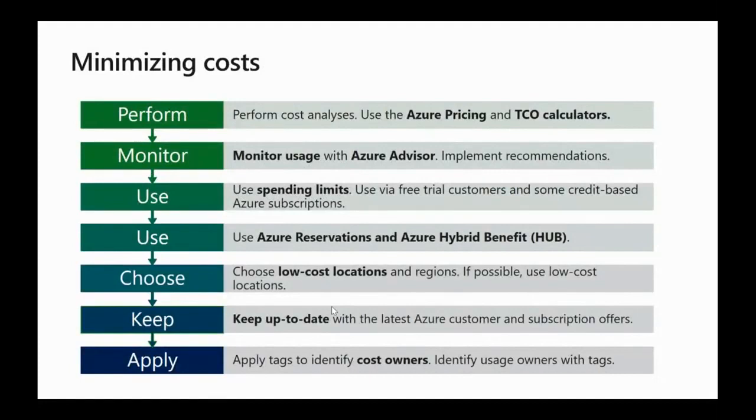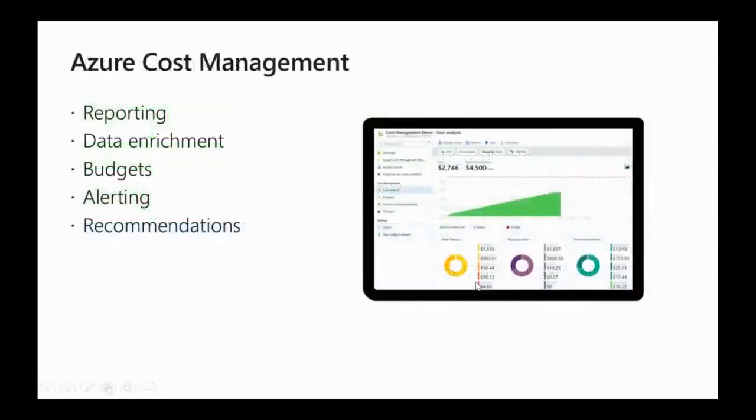How to minimize the cost? You do a performance analysis, you monitor your usage, and then you put it in the reservation. Then you choose the low cost location, you keep the data up to date, and you apply tags for the cost owners. Just a simple methodology with the help of which you can save cost.